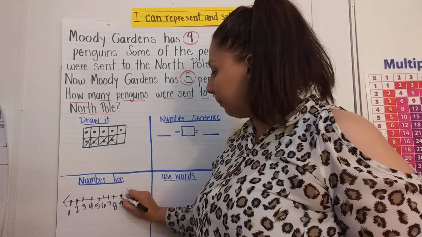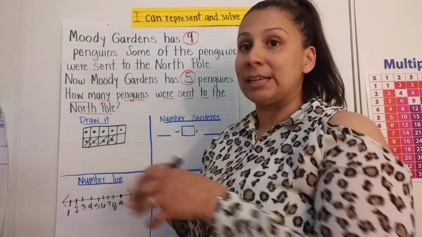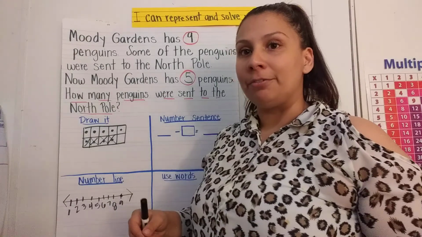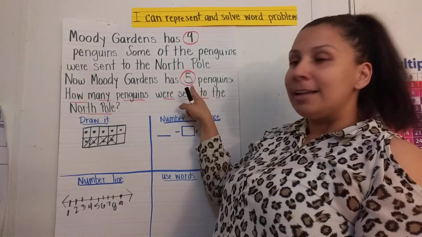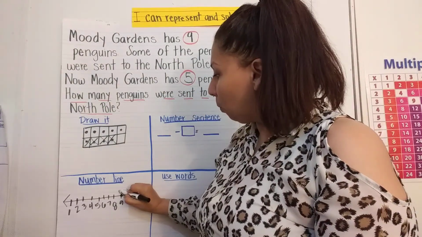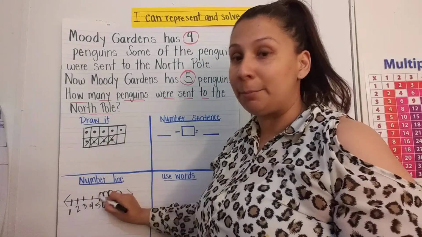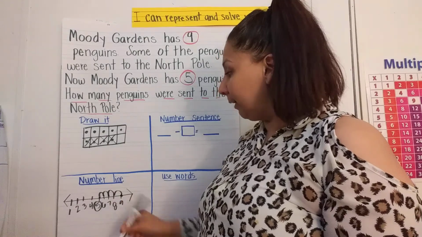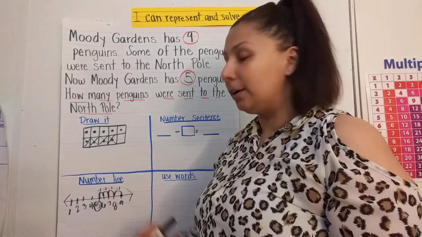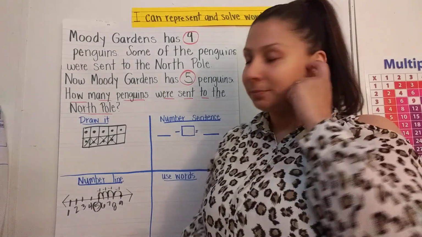So I'm going to put a dot on my number 9 because that's how many I had to begin with. And I'm going to jump backwards because I'm subtracting. I took away. I'm going to jump backwards till I land on the number 5. Why the number 5? Because that's how many are left at Moody Gardens. So we go 1, 2, 3, 4. Stop right there on the number 5. How many jumps did I do? 1, 2, 3, 4. I did 4 jumps. So 4 penguins were sent to the North Pole.